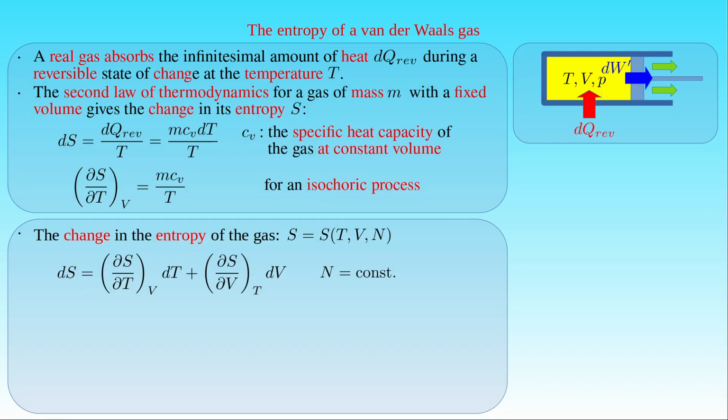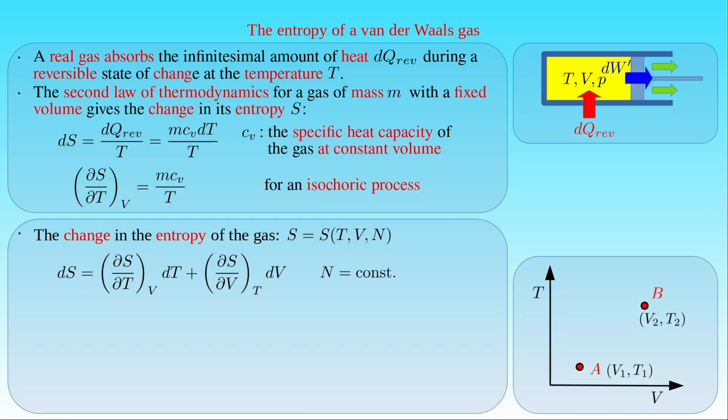This equation shows that the change of state of the gas in the general case can be split into two processes if we are interested in the change of the entropy of the gas. Because entropy is a state function, it only depends on the initial and the final states of the gas but is independent of the path along which the system is brought from its initial state to its final state. This situation is illustrated in the temperature versus volume diagram of the expanding gas, where the point A represents the initial state of the gas at the initial temperature T1 and the initial volume V1.